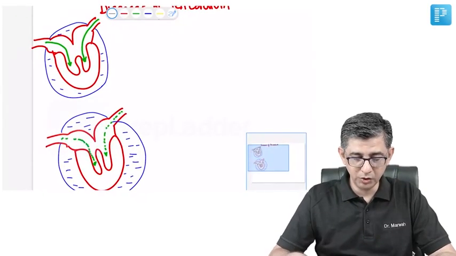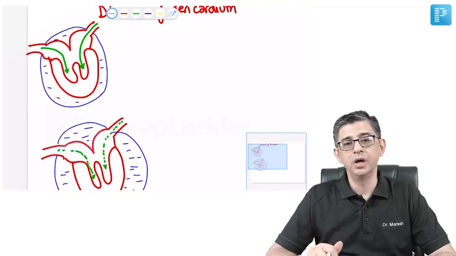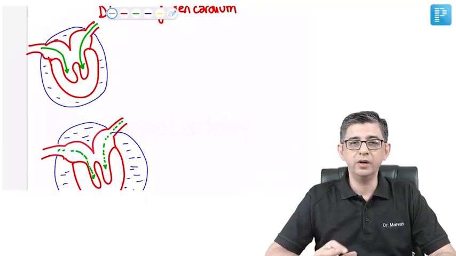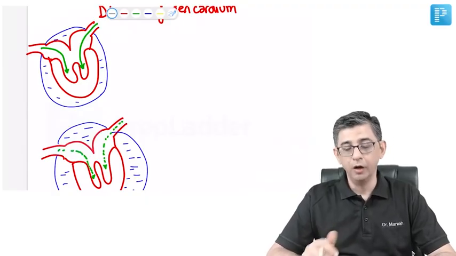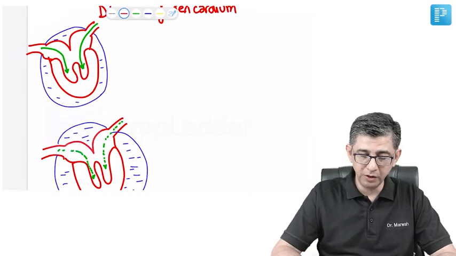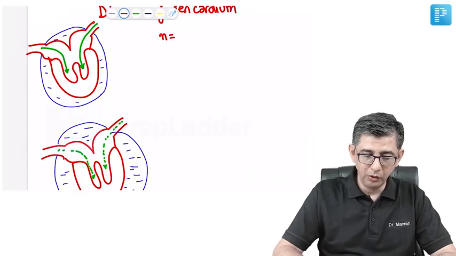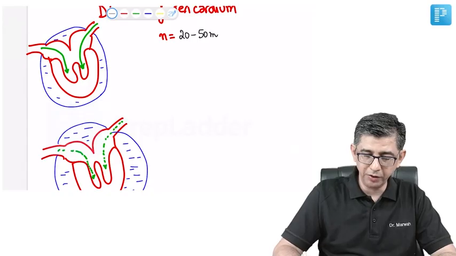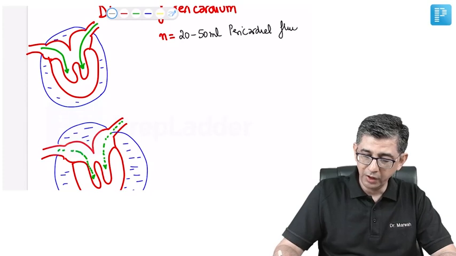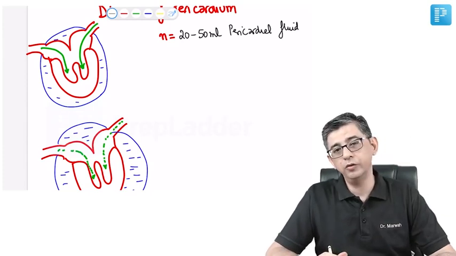Now, I'll zoom into these two images. In the first one that I've shown, the amount of fluid outside the heart is relatively lesser. How much fluid is present normally outside the heart? The normal amount would be in the range of about 20 to 50 ml of pericardial fluid, which would be for lubrication. But once the fluid goes beyond this, I'm going to call it pericardial effusion.